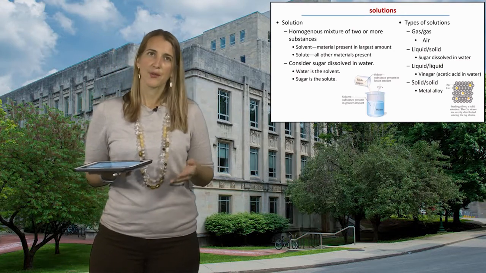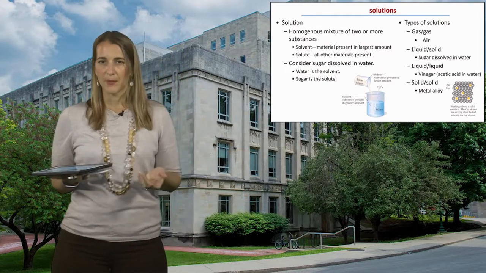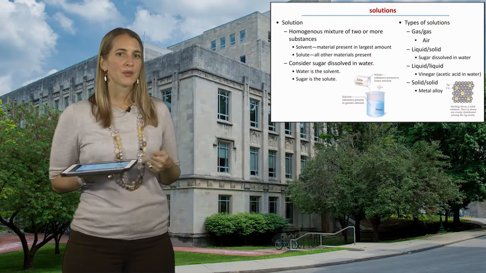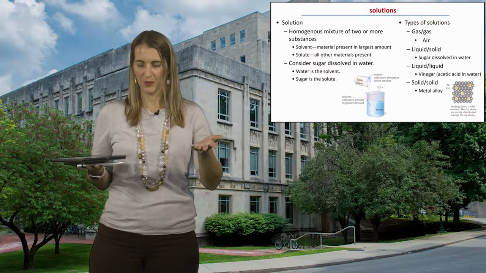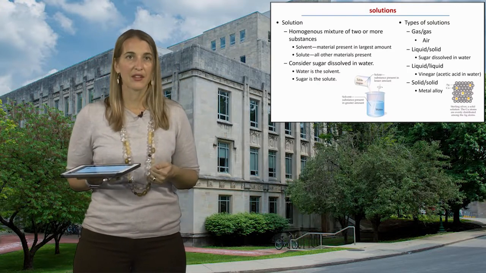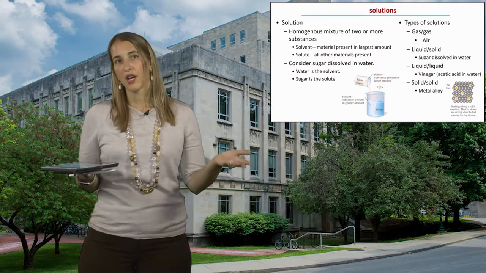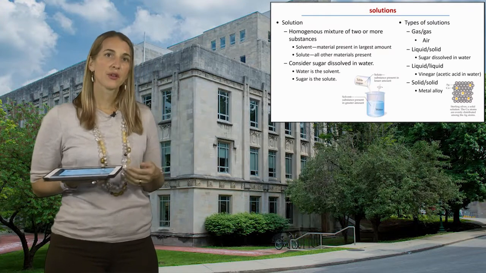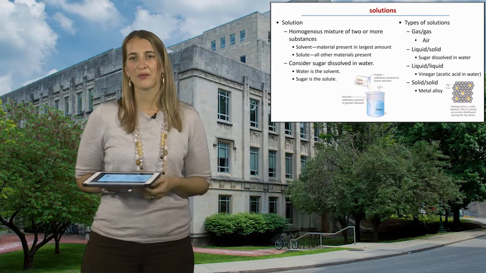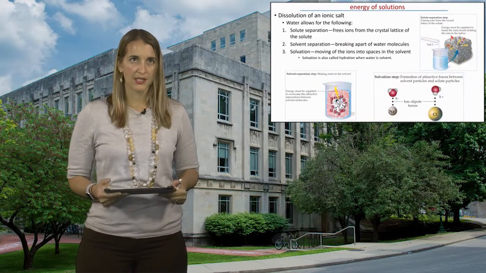We could also have different types of solutions. You can have gas solutions, a mixture of different gases. An example there is air. You could have a liquid in a liquid. In lab we often do a titration of acetic acid, and that is the main ingredient in vinegar, so the acetic acid is the solute in water, and we call that solution vinegar. So you have liquid-liquid, and you could also have a solid-solid solution. An example there would be a metal alloy. We've talked about those as well. All right, so lots of different types of solutions.